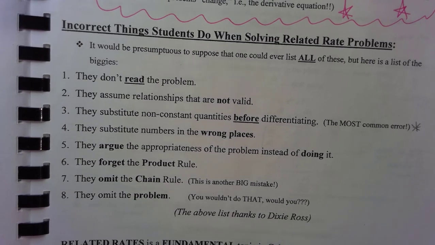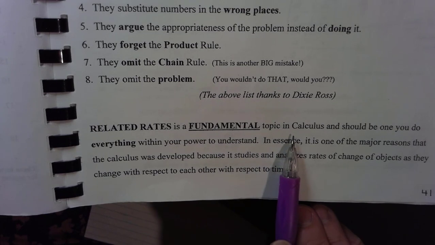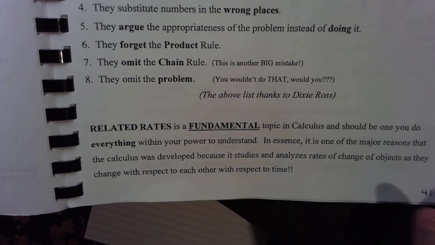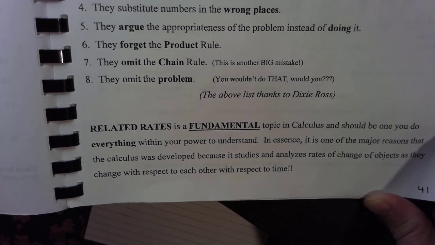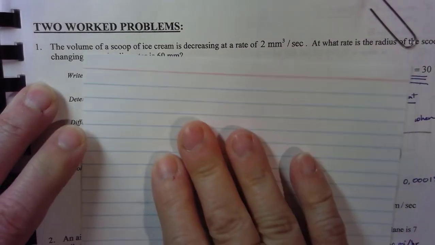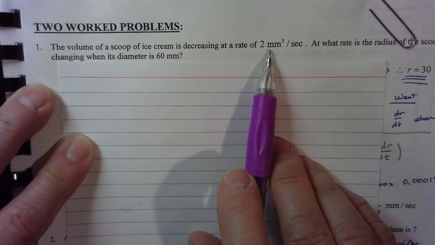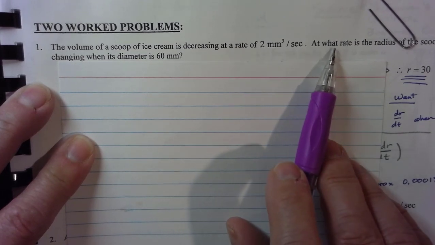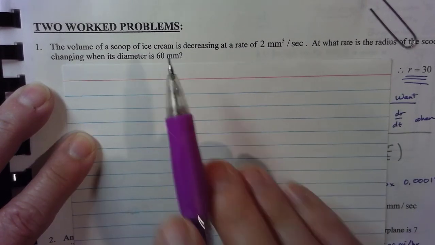All right, related rates. Related rates is a fundamental topic in calculus and should be one you do everything in your power to understand. In essence, it is one of the major reasons that calculus was developed because it studies and analyzes rates of change of objects as they change with respect to each other and with respect to time. Here are two worked problems. The volume of a scoop of ice cream is decreasing at a rate of 2 cubic millimeters per second. At what rate is the radius of the scoop changing when its diameter is 60 millimeters?